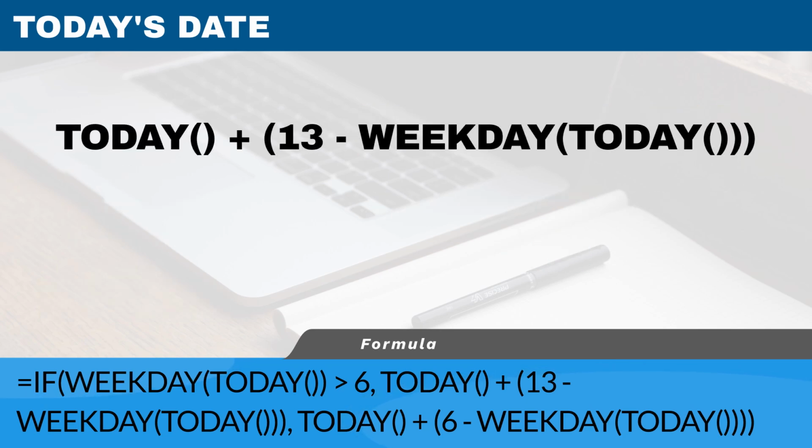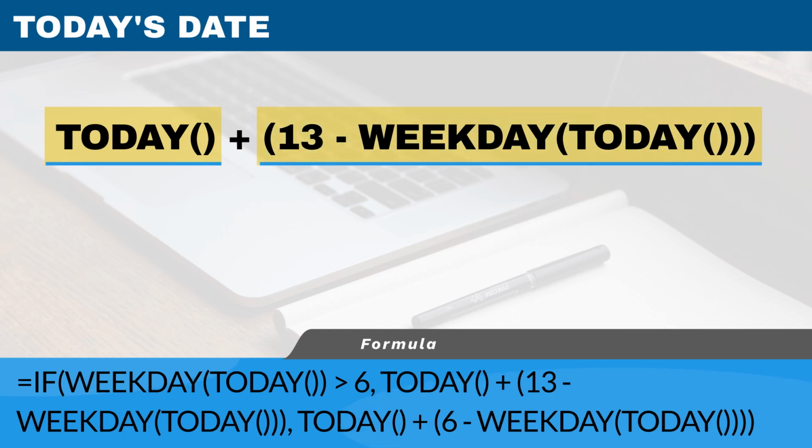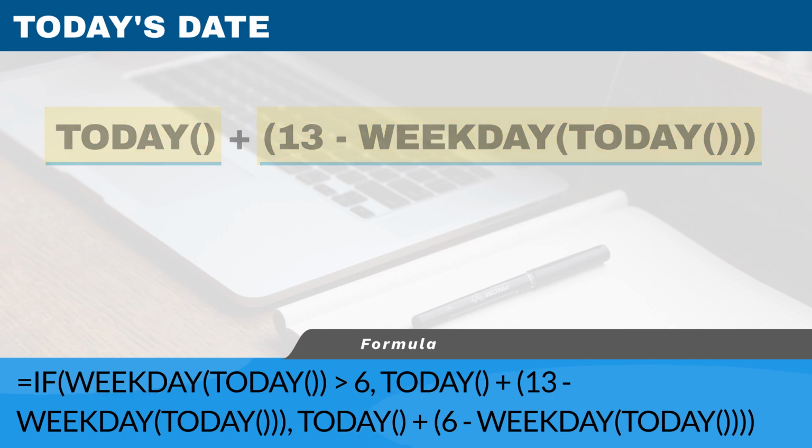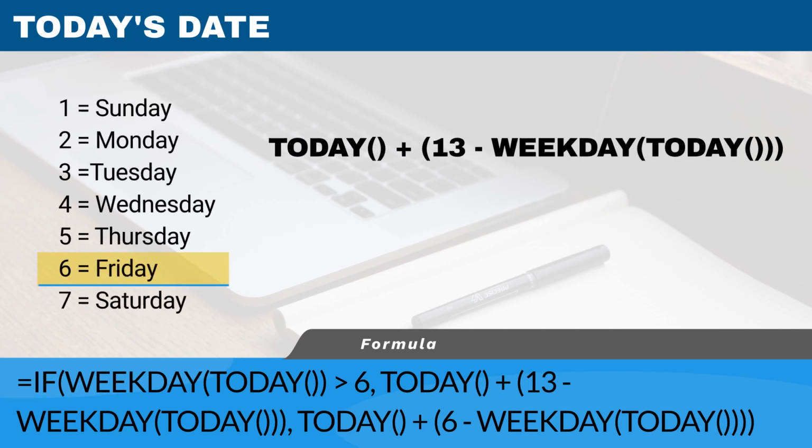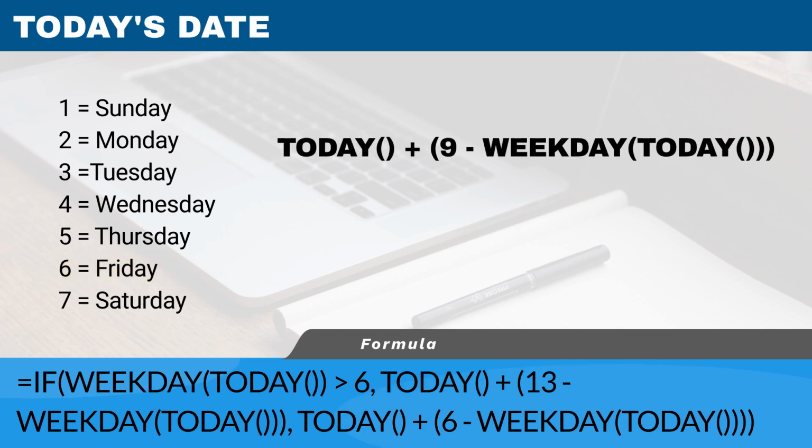To calculate the date for Friday of the next week, we take today's date and add 13 minus the weekday value of the target day of the week. In our example, the target day of Friday has a weekday value of 6. Adding 7 to this weekday value equals 13. If we were trying to calculate the date for Monday of the next week, we would use a value of 9 instead of 13, as Monday's weekday value of 2 plus 7 equals 9.